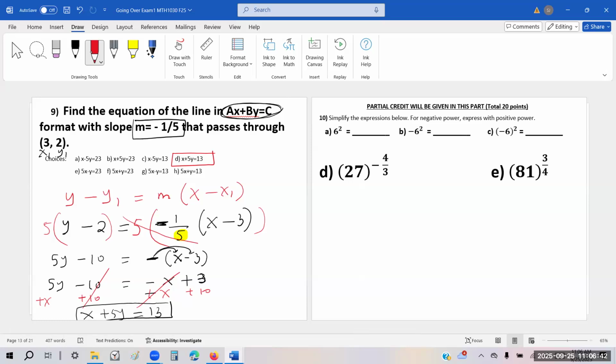So we have this. What is 6 squared? 36. The next one, you have negative 6 squared without any parentheses. This is negative times 6 squared, so negative 36. And the last one has a parenthesis. So what do you have? Negative 6 times negative 6, that's positive 36.